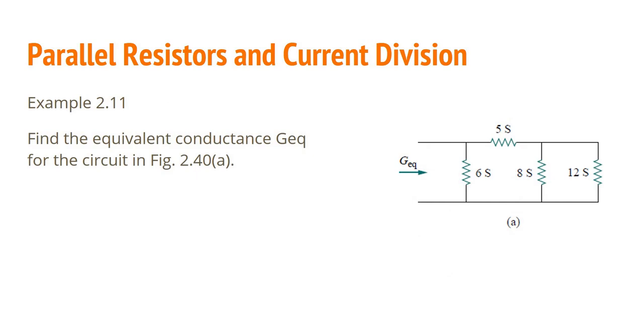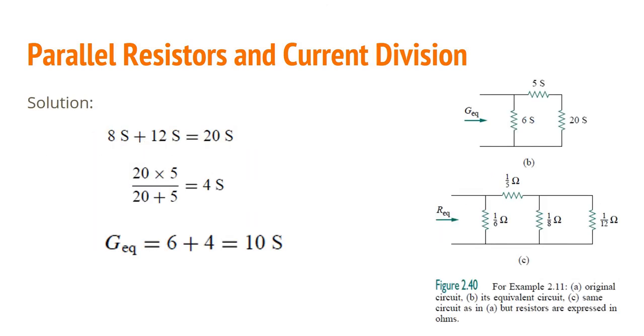Okay, example 2.11. Find the equivalent conductance for the circuit in figure 2.40. Okay. So, ang given circuit, so 8 Siemens in parallel with 12 Siemens. So, nakaparallel siya. And then, ang parallel connection nga 8 and 12 Siemens, nakaseries sa 5 Siemens. And then, nakaparallel na po sa 6 Siemens. Okay, let's go to the solution.